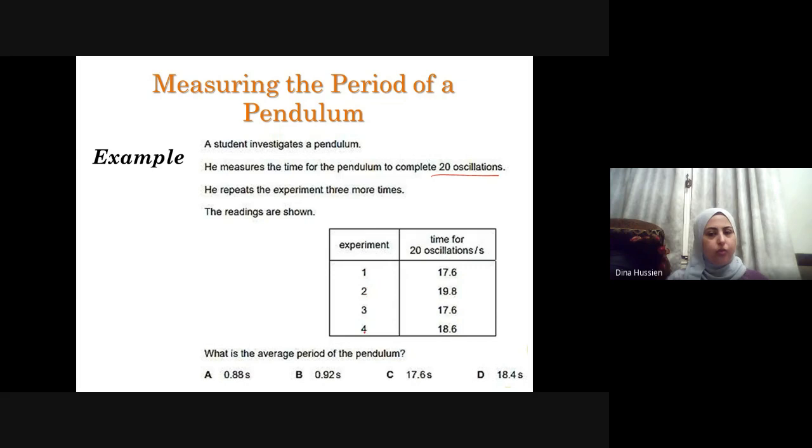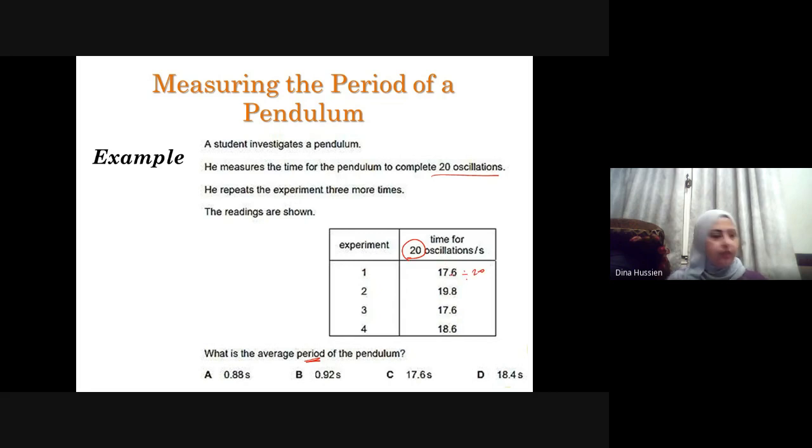Experiment 1, 2, 3, 4, and each time he measures the time for 20 oscillations, and he wrote the unit. He's asking what is the average period of the pendulum. So we identified that the period is the time of 1 oscillation. So I still have something to do: this is the time of 20 oscillations, so I need to divide each of them by 20.